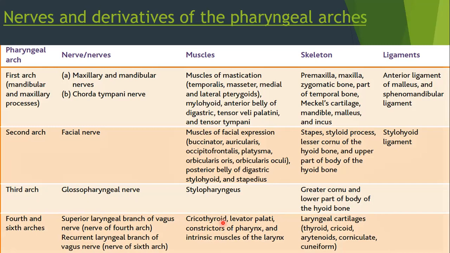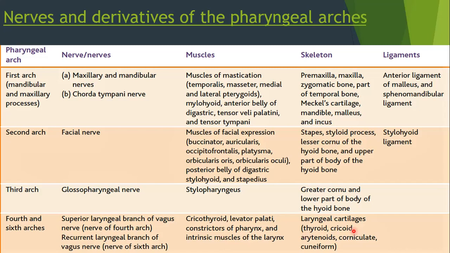Okay. Then from the sixth arch, the mesoderm will form all the intrinsic muscles of the larynx, except cricothyroid. Remember, cricothyroid is also an intrinsic muscle of the larynx, but it is derived from the fourth arch. Examples of intrinsic muscles of the larynx include your transverse arytenoid, your posterior and lateral cricoarytenoids, your thyroarytenoid, such muscles.